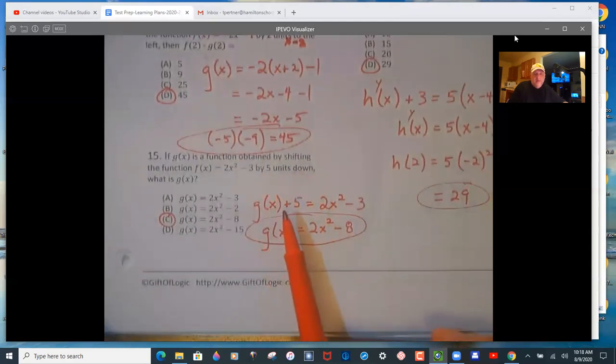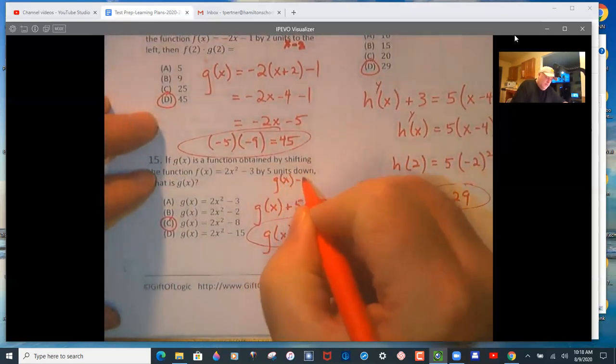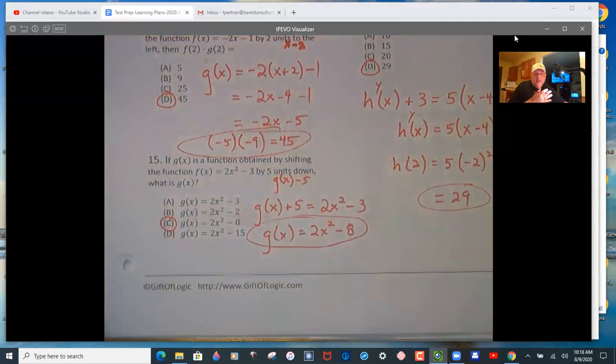5 units down, so that means y minus 5, or g of x minus 5. So you replace on the left that with g of x plus 5. And then you solve for the g of x to get your new function there, 2x squared minus 8.